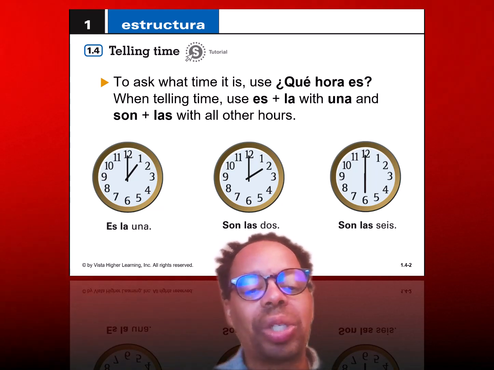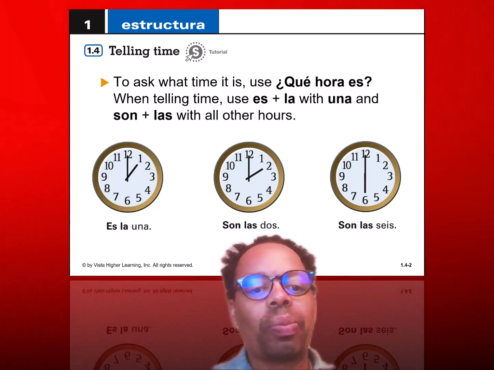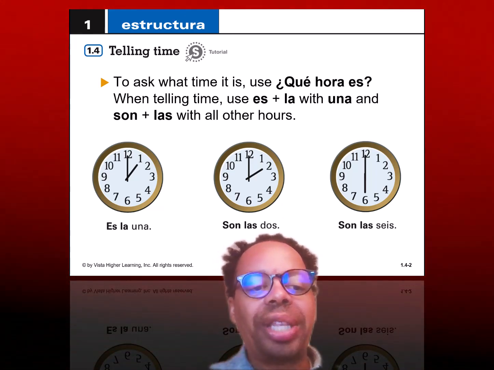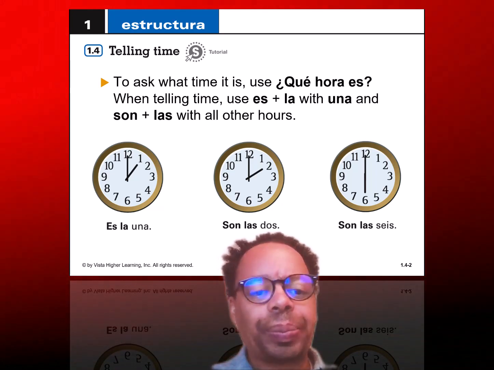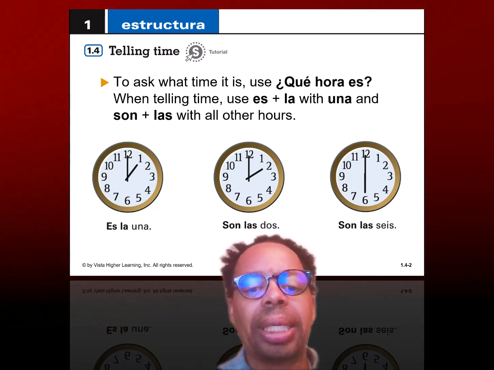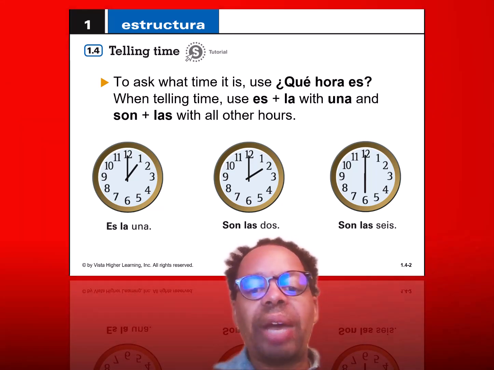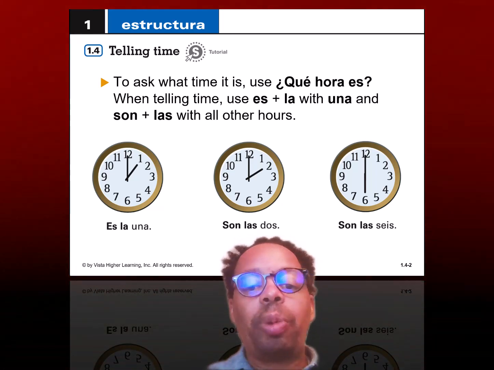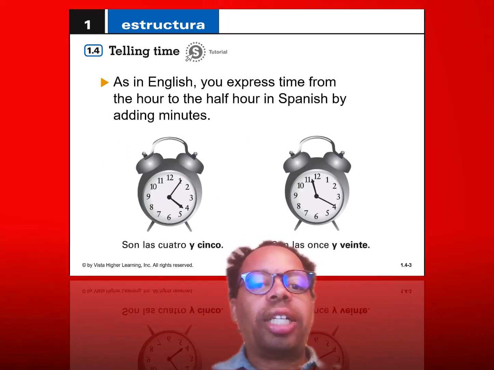Es la una, which you see below. Son las dos, son las seis, no? So if we're telling time on the hour, which you see in these examples here, es la una, son las dos, son las seis. We're telling time on the hour, no? So we haven't added any minutes to that yet, but we will momentarily. So how do we add minutes?